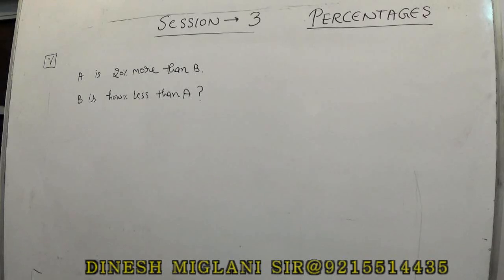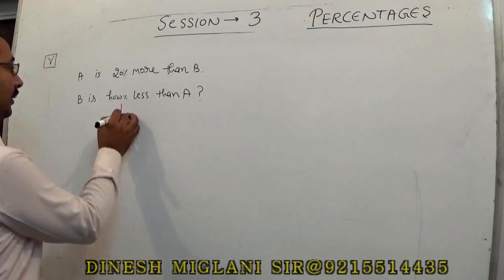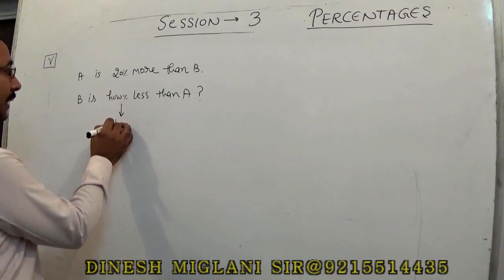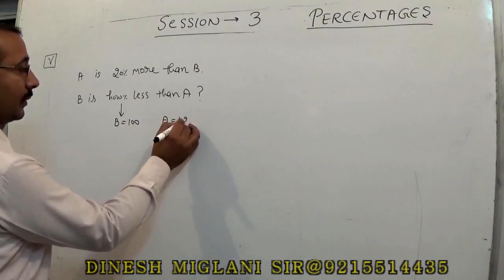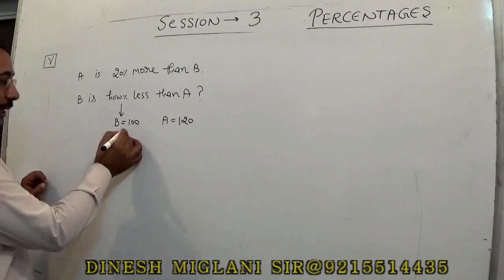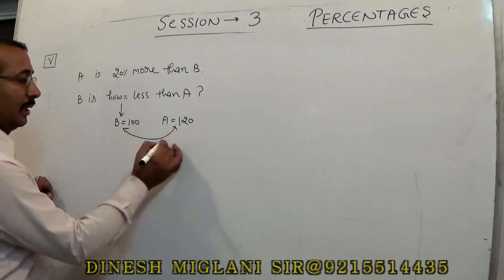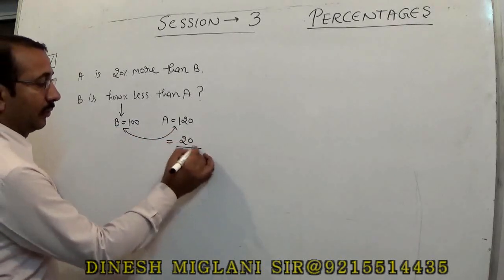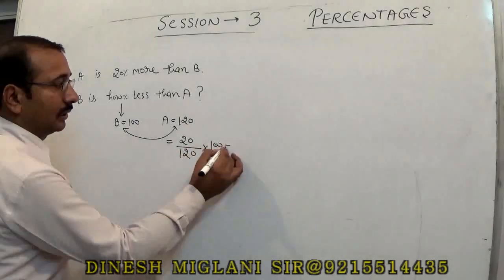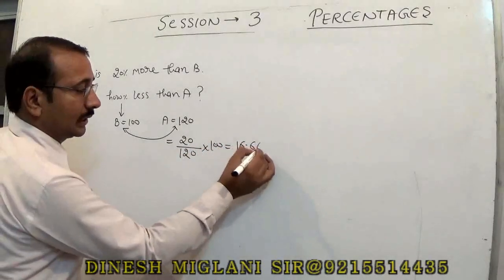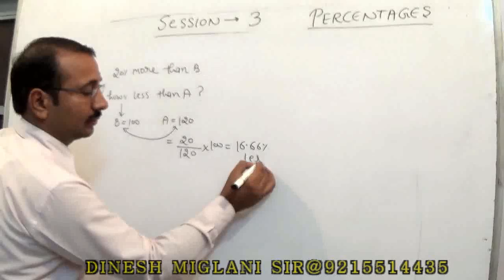So one approach you can apply: suppose B is 100, A becomes 120. Then B is how much percent less than A? How much is less? 20. From which is it less? A. 20 by 120 into 100. So the answer is 16.66% less. That's your answer.